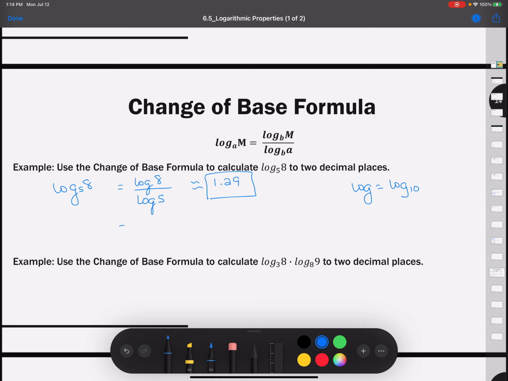So you can also do natural log of 8 over natural log of 5. This will also give you the same exact answer. So you have a choice. You could change it to a log, which is base 10, or you can do it natural log, which is base e. They both give you the same answer.